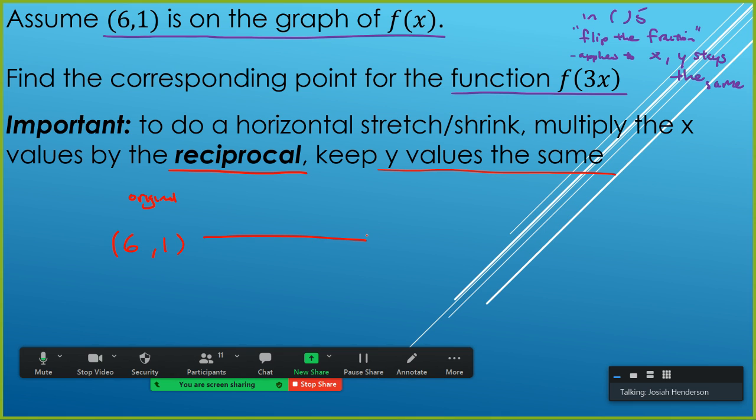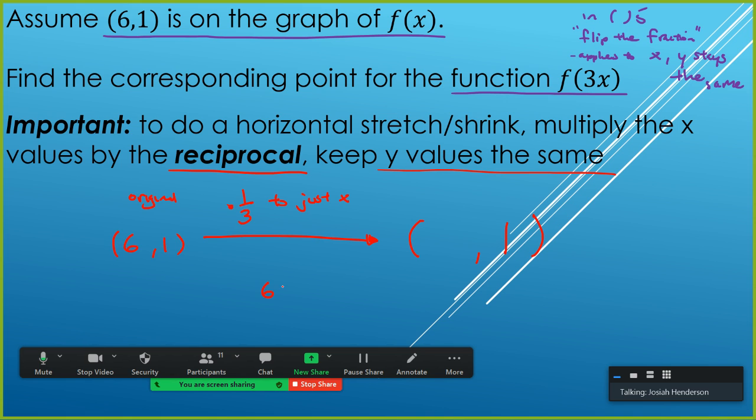We do our translation. We talked about that. It's going to be times 3 or times 1 over 3. We want to flip it because it's in the parentheses. So times 1 over 3 to just x. Leave y alone. Leave y the same. So my y stays the same. Cool. So it's going to be 1 again.